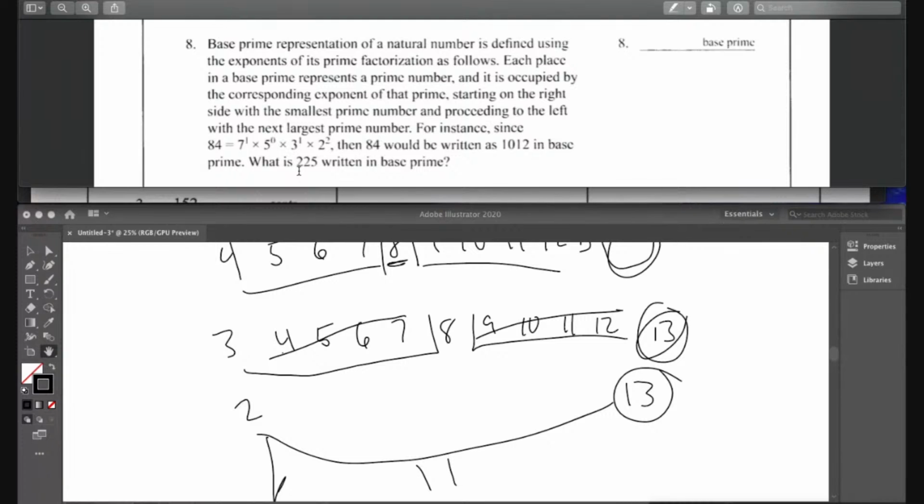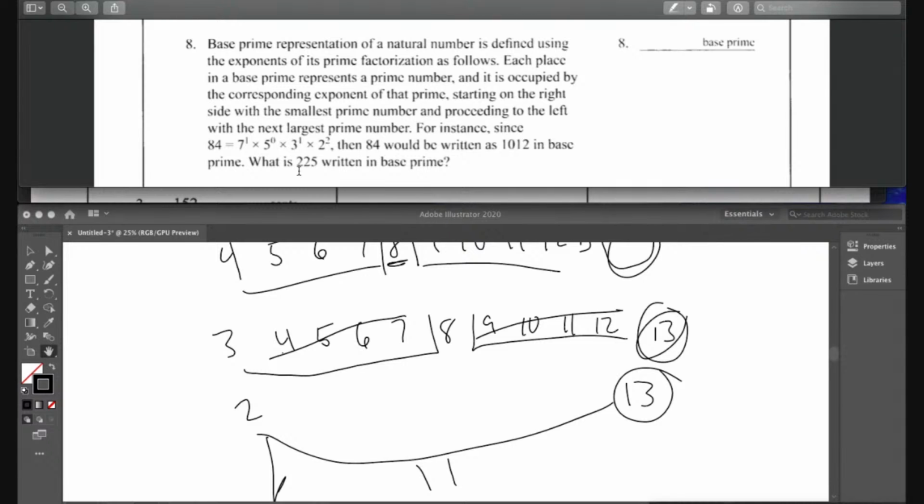Base prime representation of a natural number is defined using the exponents of its prime factorization as follows. Each place in a base prime represents a prime number and it is occupied by the corresponding exponent of that prime, starting on the right side with the smallest prime number and proceeding to the left with the largest prime number. For instance, since 84 is equal to 7 to the first times 5 to the 0 times 3 to the first times 2 squared, then 84 would be written as 1012 in base prime. What is 225 written in base prime?